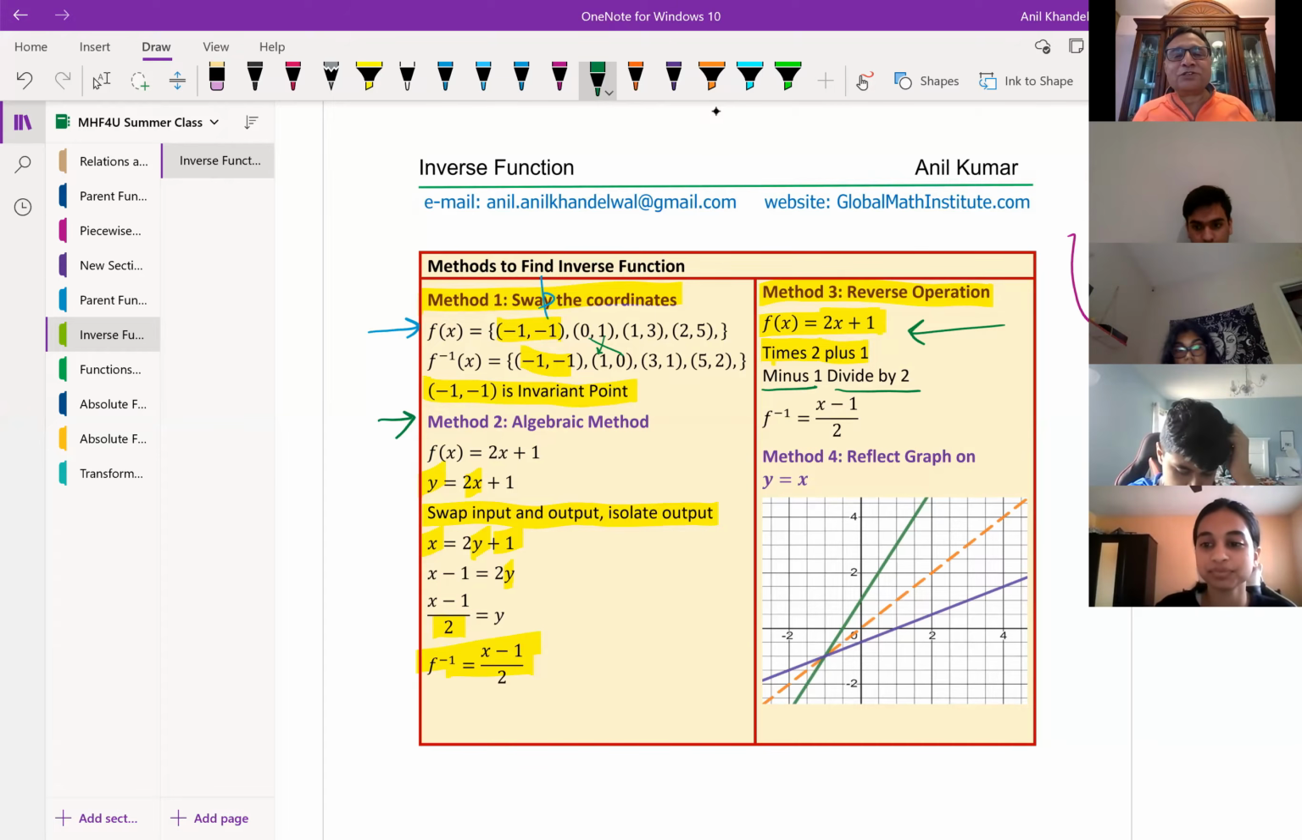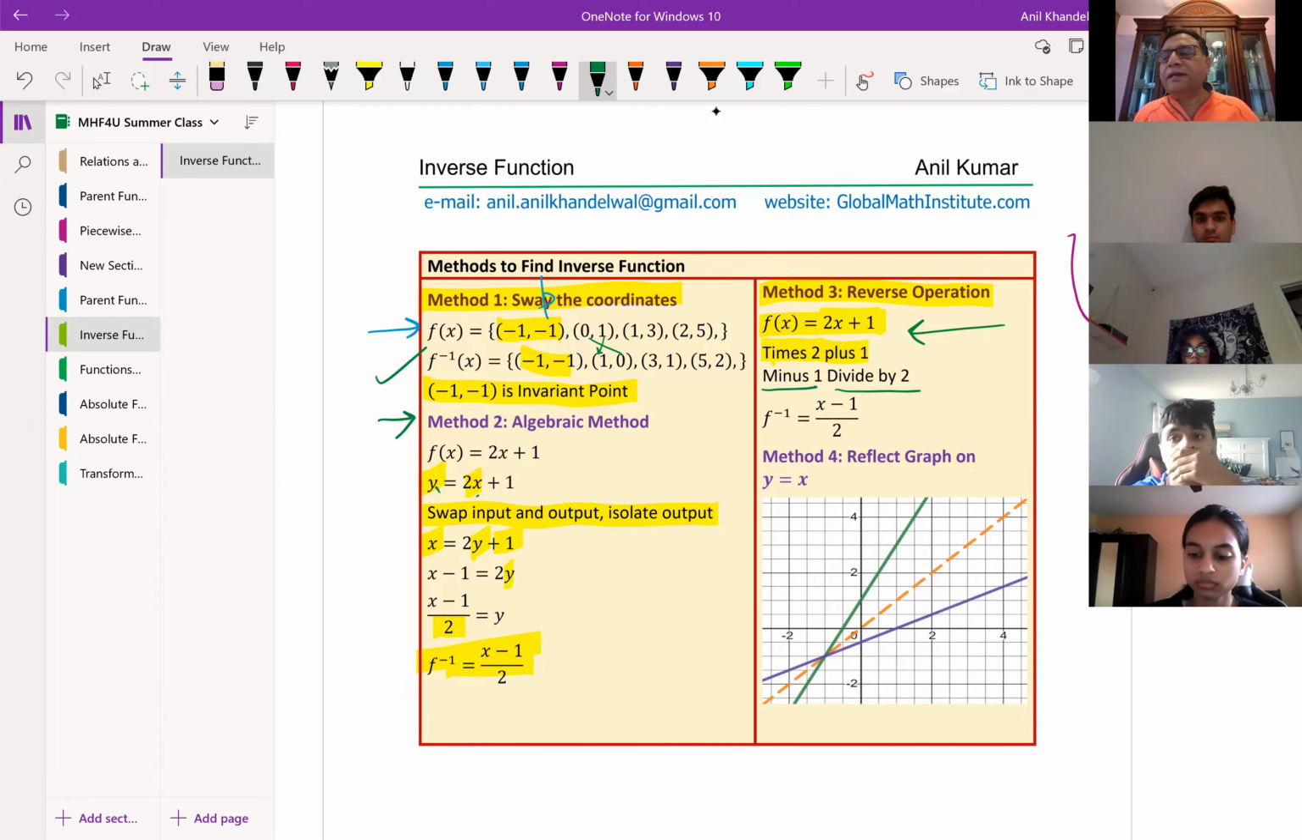Very good, very good. So we are doing inverse of a function. I think, Ankita, you have a bit of introduction about it. So we have just done the introduction and we are continuing with it, okay? So there are 4 ways of finding the inverse of a function. The very first is when you're given the coordinate points, you swap x and y values and you can get the inverse of a function. The second method is the algebraic method, where you swap x and y. That is the first thing.